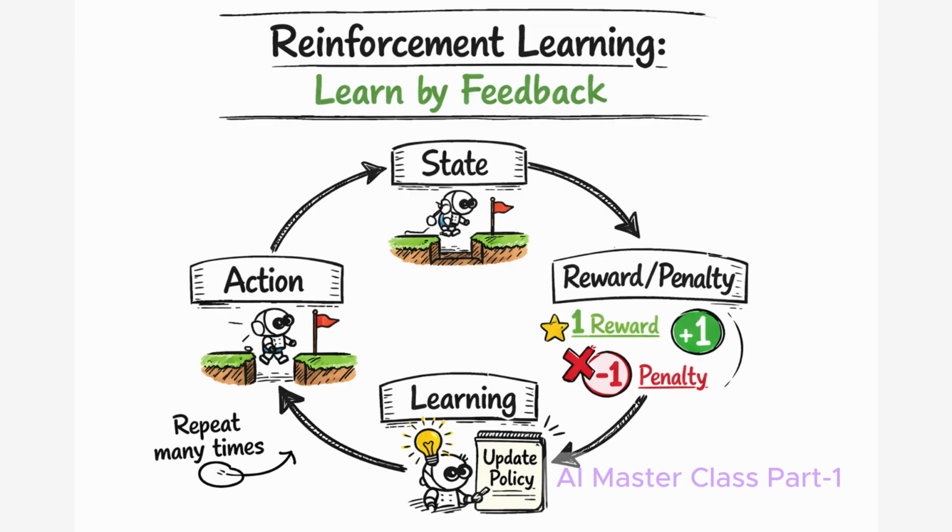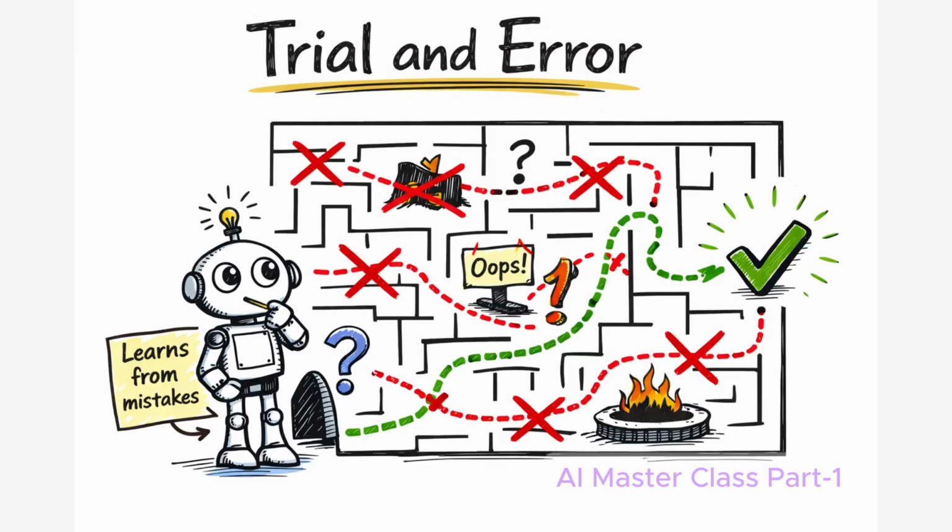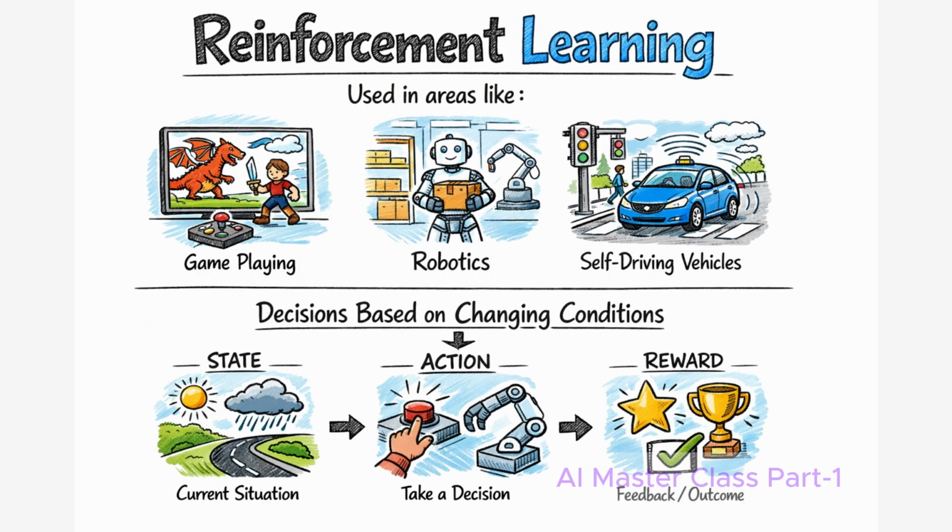to better outcomes. This learning process is very similar to how humans learn new skills. We try something, and if the outcome is a reward, then we understand that this is the correct way. And if the outcome results in a penalty, then we avoid that in future iterations. Reinforcement learning is commonly used in areas like game playing systems, robotics, and self-driving vehicles. These are the systems where decisions need to be taken continuously based on changing conditions.